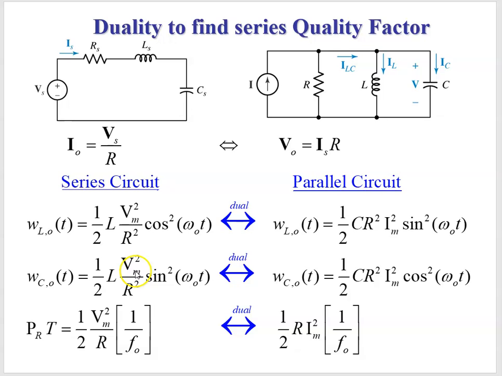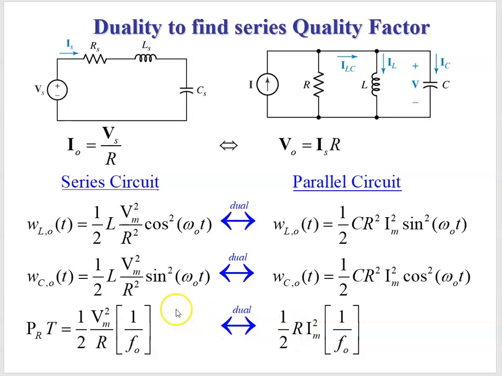We take the dual. The power lost in the resistor is our Vm squared over R, 1/2 that, since we're not using RMS values, and then we've got our 1 over F naught for the period, so that's the same, and we see that they're both the dual of each other.